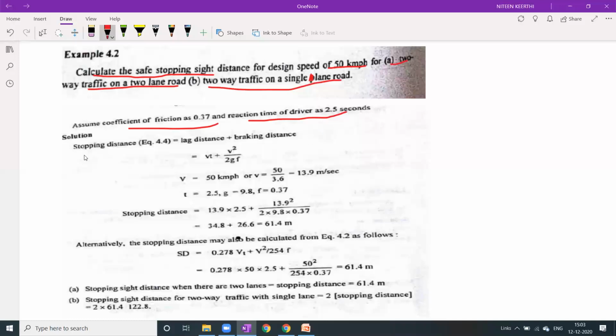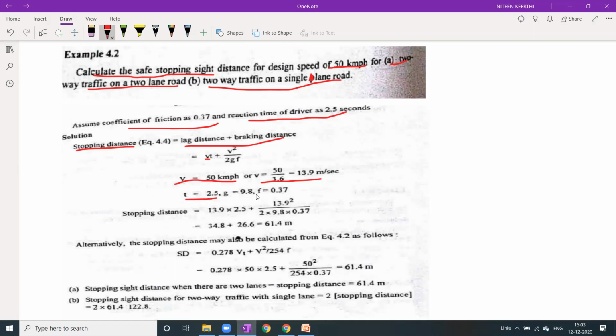Coming to the stopping sight distance, what is the formula? Lag distance plus braking distance. Lag distance is small v into t and braking distance is small v square by 2gf. Since he is not mentioning any gradient, the SSD equation for a level road can be taken. Since he has given capital V as 50 kmph, convert it into meter per second, or you can directly take the stopping sight distance in terms of capital V.